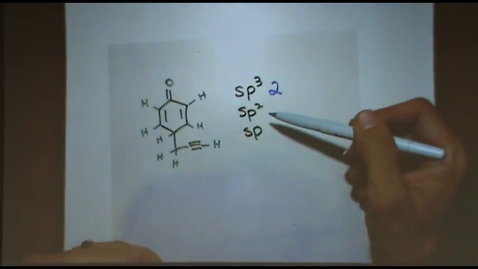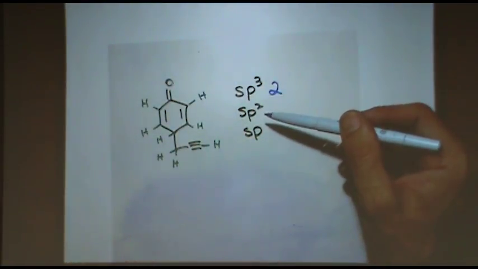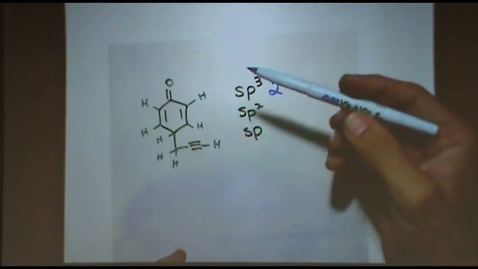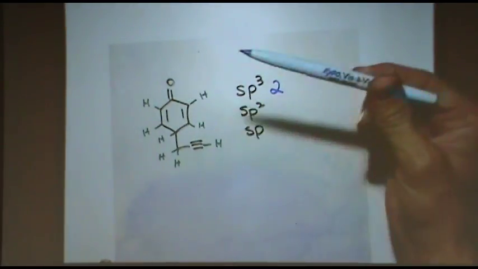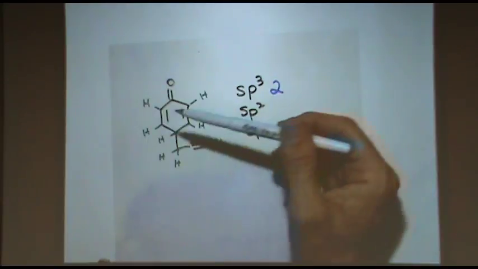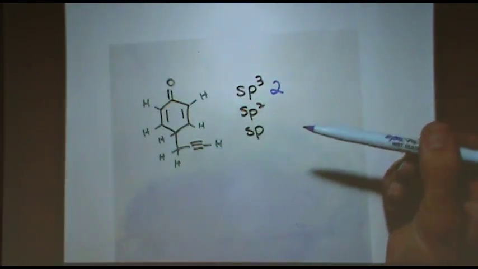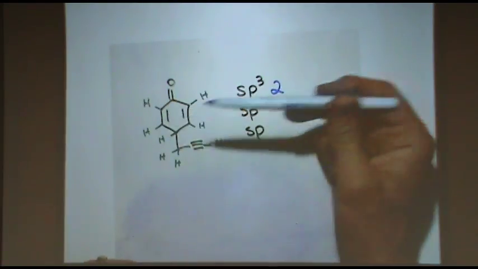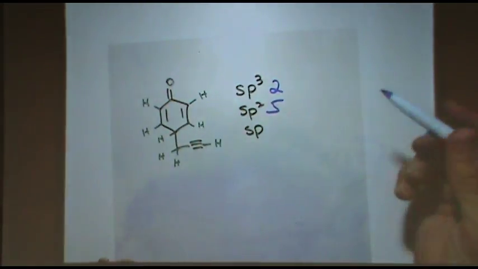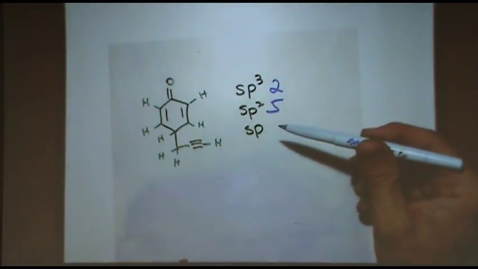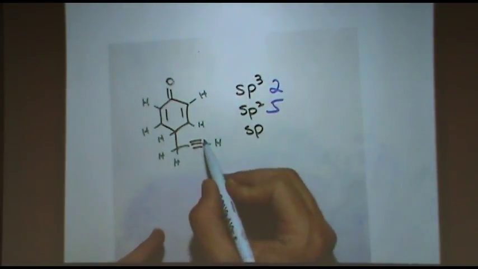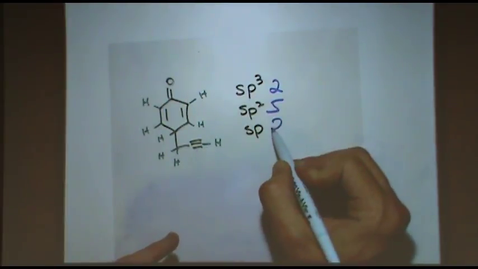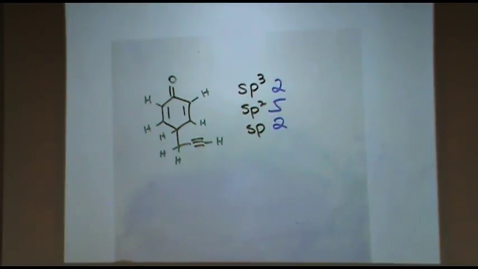Okay. How many sp2 hybridized carbons are there? Let's see. 1, 2, 3, 4, 5. Did I miss any? Okay, one more time if you missed it: 1, 2, that one is 3, 4, and 5. Okay, how many sp hybridized carbons are there? 1, 2. I think that's everything. Okay? Any questions on any of those? Yes?